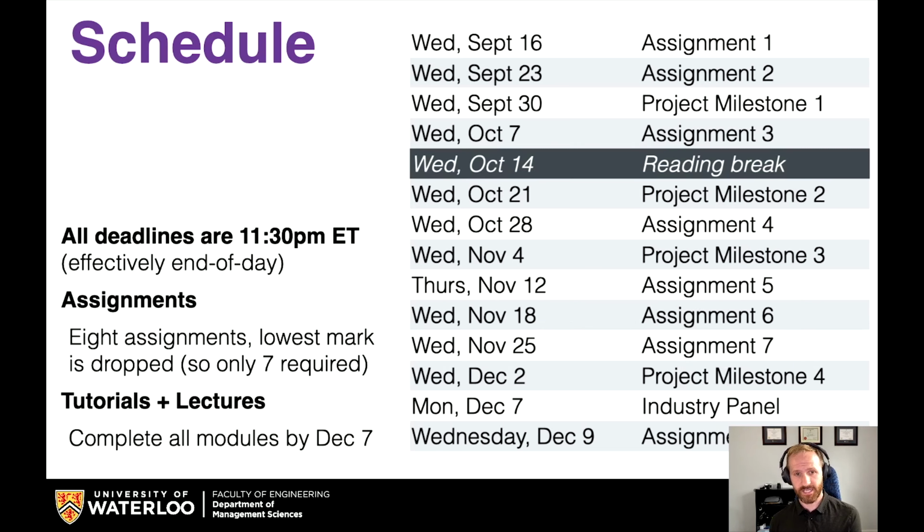There are 8 assignments, and we will drop the lowest mark. So there are actually only 7 required assignments, and there's an 8th bonus assignment. So if you're unable to make a deadline one week for a variety of reasons, you can always just omit that assignment and do the bonus assignment, or you can try and maximize your grades if you have the opportunity.